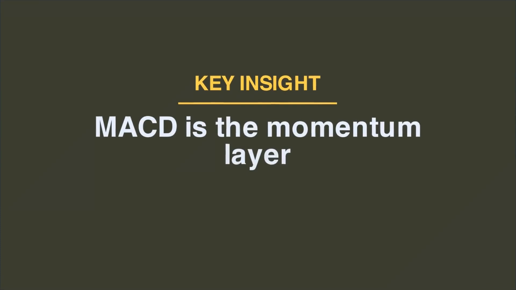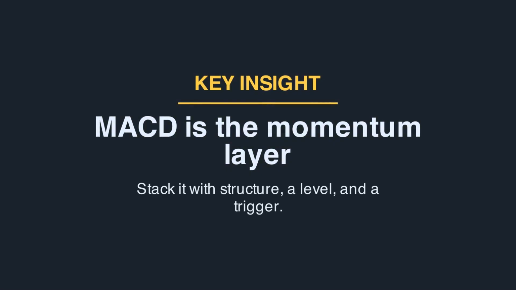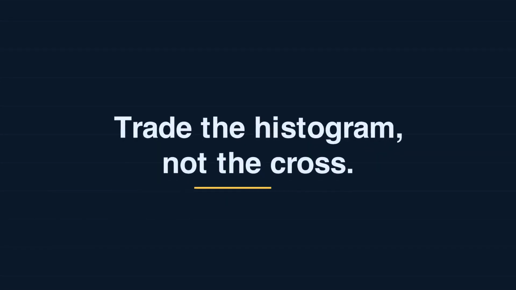Place it correctly. MACD is the momentum layer of the Confluence Method. It confirms force behind a move, but it's not a standalone system. Stack it with structure, a key level, and a trigger, and the histogram fade becomes a genuine edge instead of a lonely indicator.